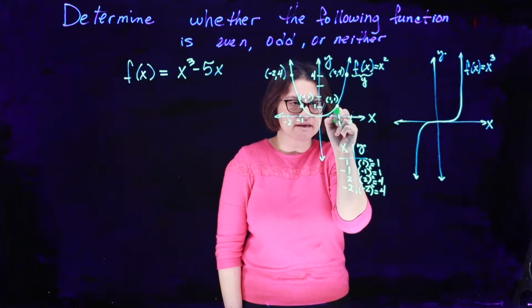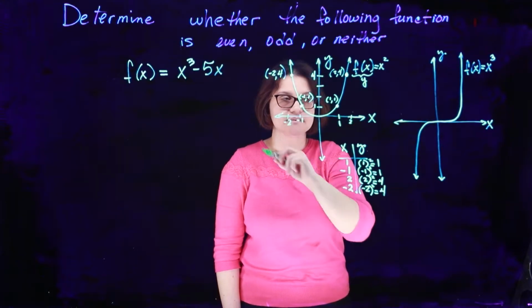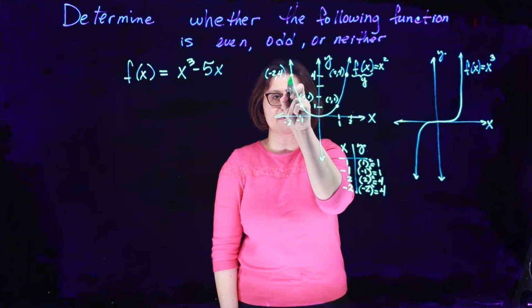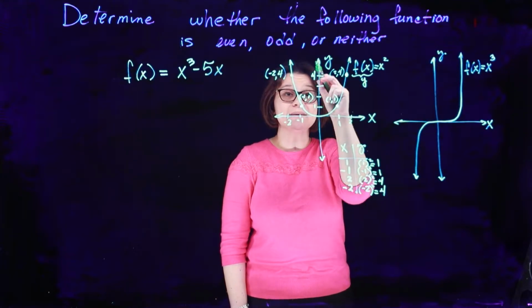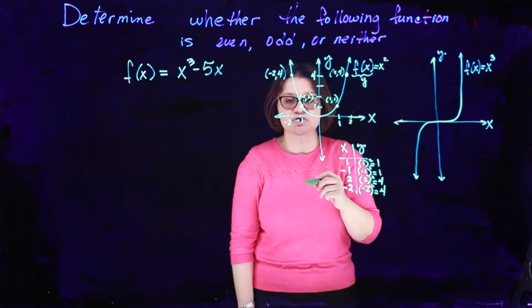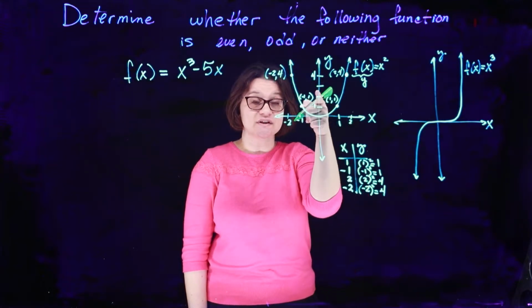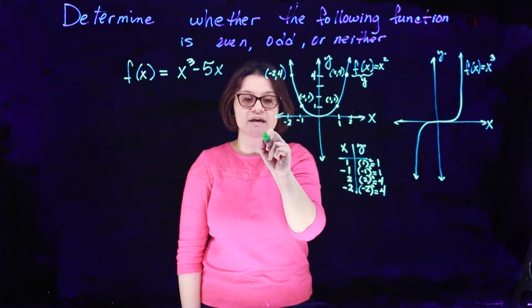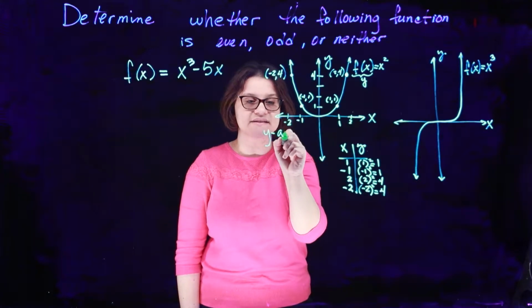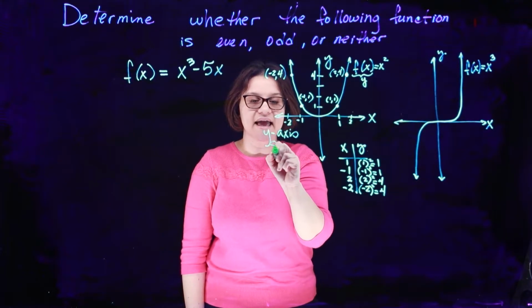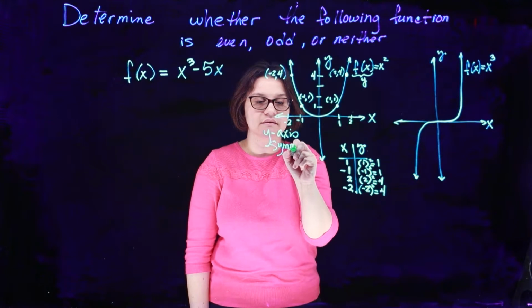That means this point will lie on top of this point, and this point will lie on top of this point. What we're demonstrating here is a symmetry along the y-axis. So this particular curve has a symmetry along the y-axis. Let's write this down. Y-axis symmetry.